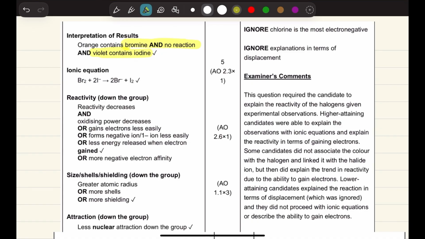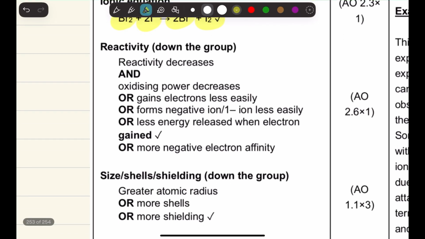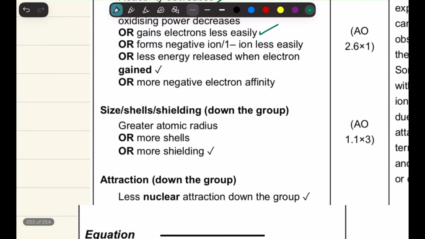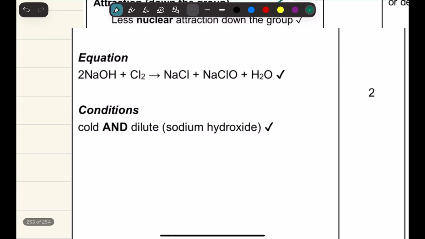Drawing your ionic equation, again, we hope it's not too difficult, but you can see here, we had bromine in solution replacing iodide ions. So it's now bromide ions and iodine. Reactivity as well, we talked about this in extensive detail, where you're going to want to say that reactivity decreases down the group because it can gain electrons less easily. Thankfully for you guys, they're not actually asking too much. More shielding, larger atomic radius as well, and then lower nuclear attraction. Those are the important things that you want to say when you're answering a question like this.